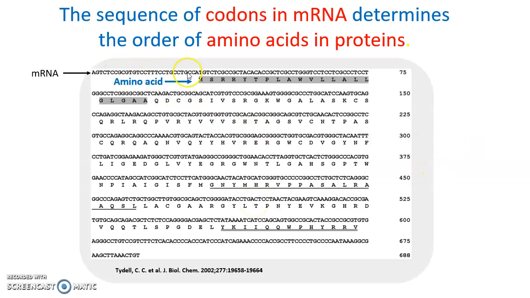And so here is the messenger RNA sequence for some gene. And underneath it are these individual letters representing amino acids. So you can see how you get the amino acid sequence from the codons in the messenger RNA. So the sequence of codons in messenger RNA determines the order of amino acids in the protein. Codons in messenger RNA yield amino acids in the protein.